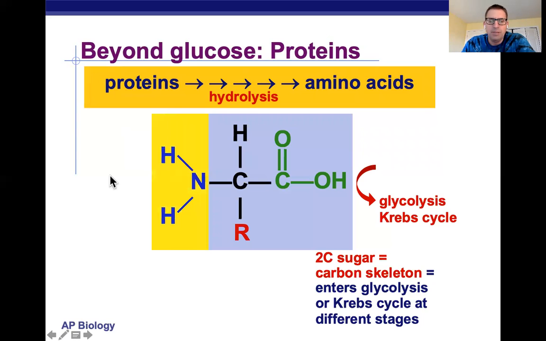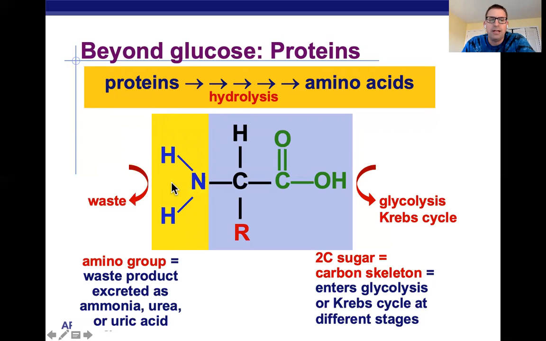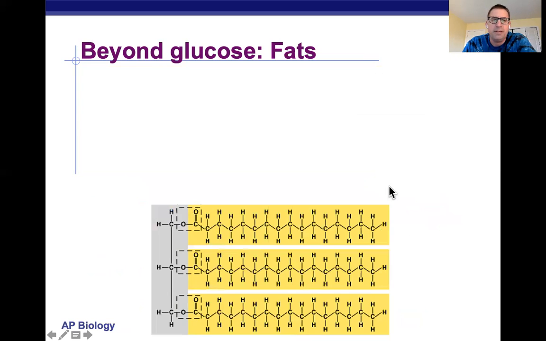The amino group is removed and becomes part of our urine, right? It gets converted into urea in our bodies. Other animals convert it into different nitrogenous waste products. That's why it's highlighted in yellow here, right? The amino group becomes waste, while the rest of the molecule will either go to glycolysis or the Krebs cycle, depending on what this R group is here.